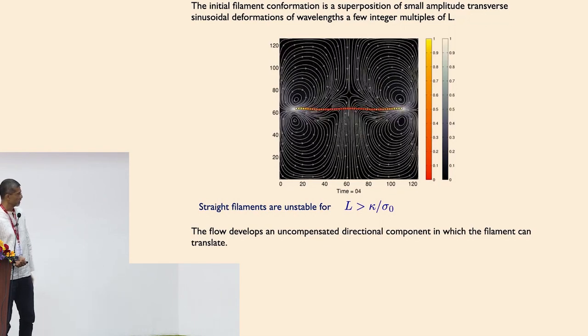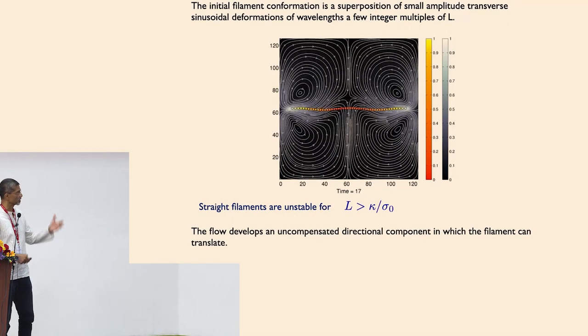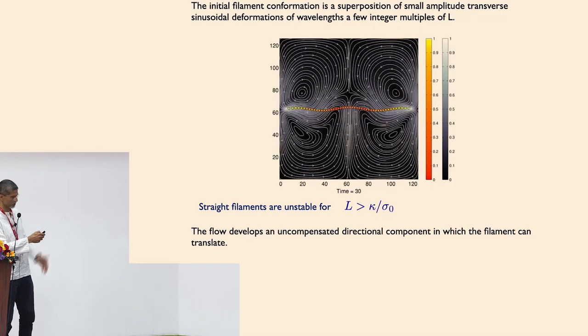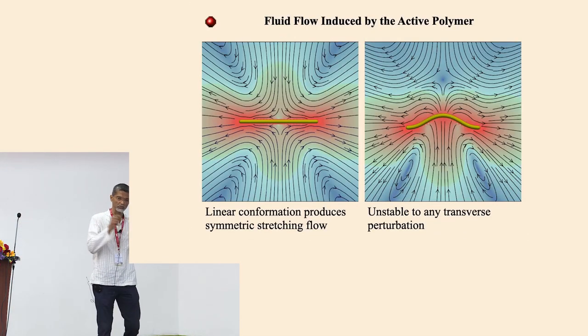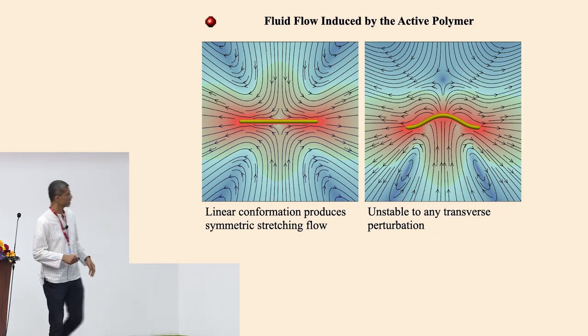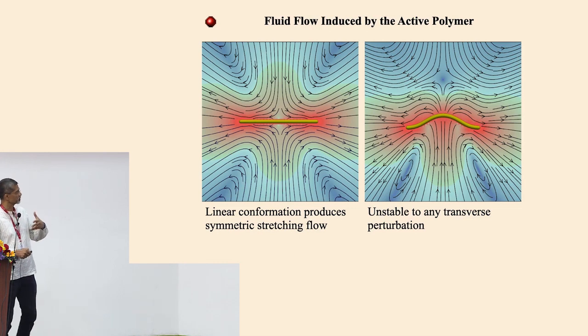Okay, this can be shown. And then the filament will move in the direction of the bend. For the rest of my talk, I would replace these beads with just a continuous filament, just for clarity. That would be a straight filament, and it will have a flow like that.